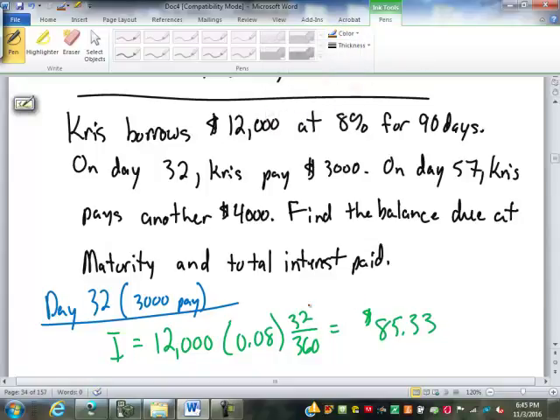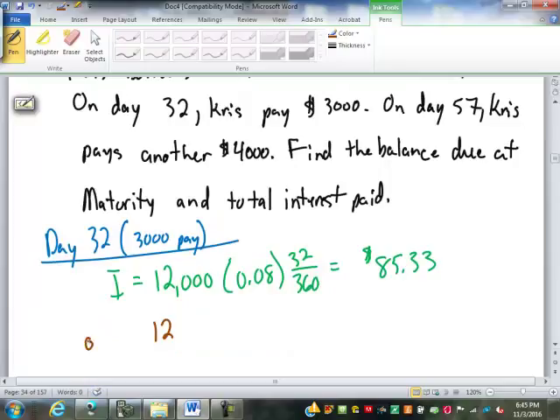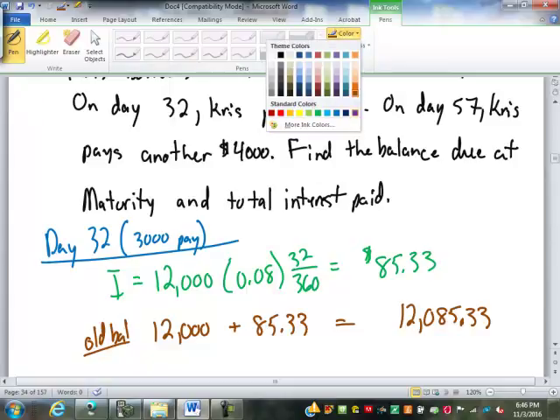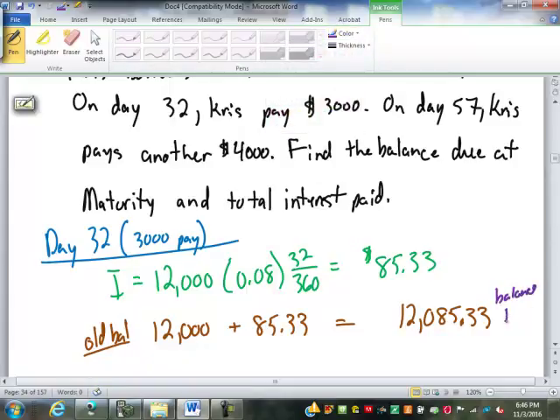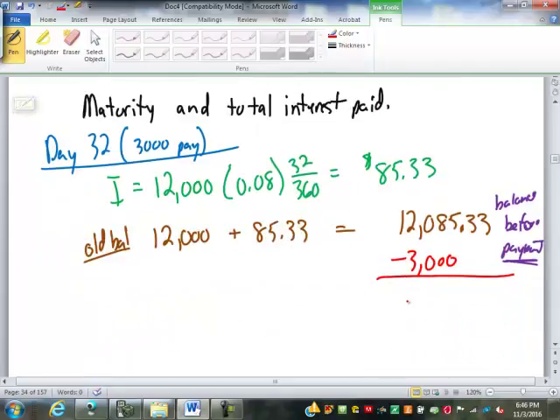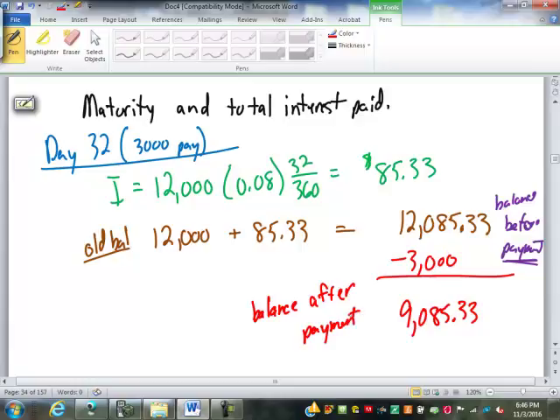Now again, the way the book describes is you'd subtract that from the $3,000 payment and then subtract that much from the balance. What's technically happening is you take the old balance and you add the interest. So you get $12,085.33. That is the balance before your payment. Now, of course, we're making that payment of $3,000, so we're going to subtract $3,000. Gives us $9,085.33. That is your balance after the payment.